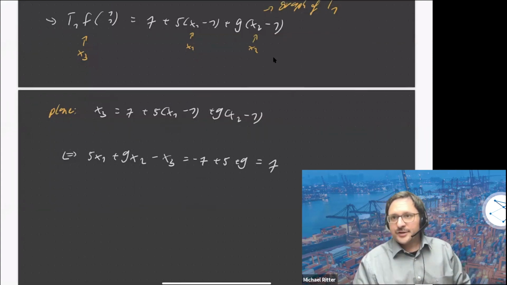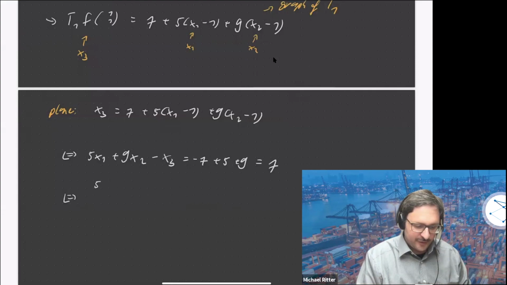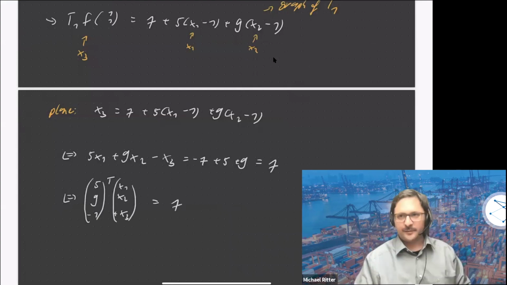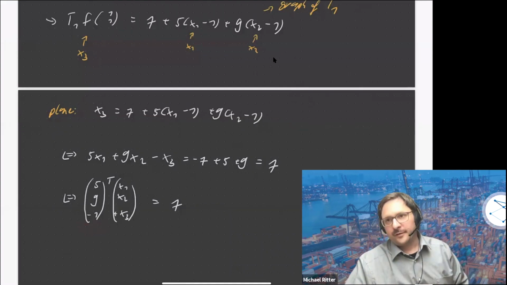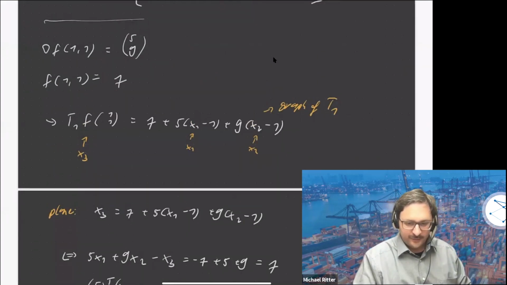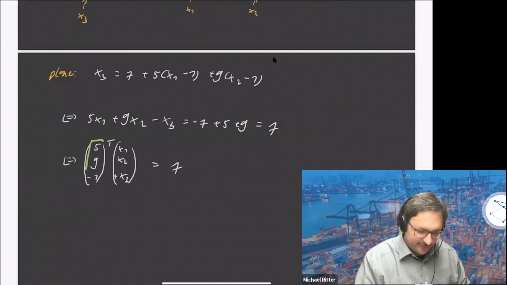Okay, and this is an equation in normal form because we could just reformulate that as saying, well, this is the same as the scalar product of the vector (5, 9, minus 1) transposed with (x1, x2, x3) is 7. So this is the normal vector that we were looking for. And if you compare that with our gradient, the gradient was this here, (5, 9). You will find that again, the gradient is the first two coordinates, and then we just add a minus 1.